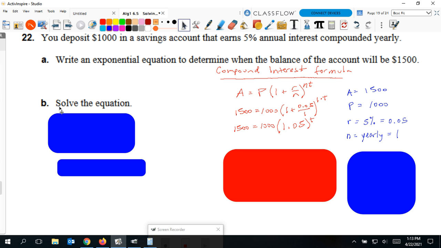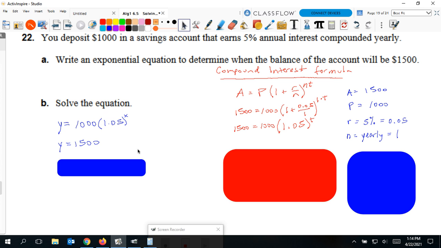B says solve the equation for t. So basically we're trying to figure out, okay, what's the time? How long would it take for this balance to get to be $1,500? So to do this one, we're going to use the graphing calculator again. We have to make each side into its own function. So we can say y is equal to this side, 1000 times 1.05 to the t. I'm going to put x instead of t though. And then y is equal to 1500.